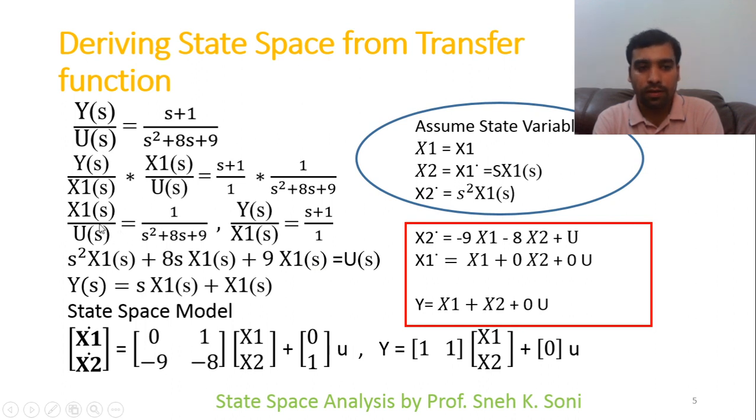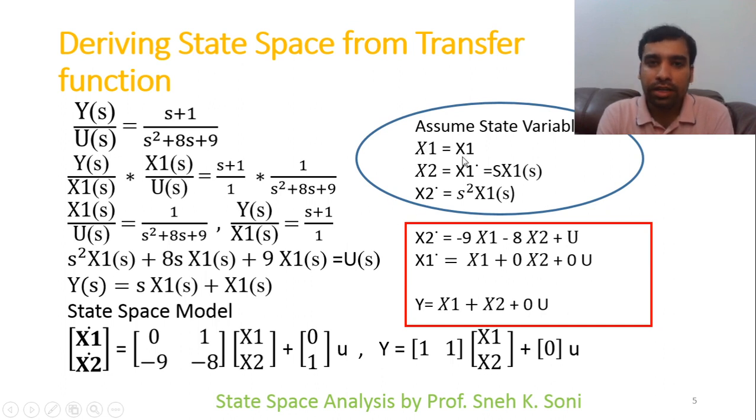From this x1 of s by u of s equation, after cross multiplication, I will have this kind of simplification. Similarly, if I do cross multiplication in the output y of s by x1 of s equation, then I will have simplification like this: y of s is equal to s into x1 of s plus x1 of s.